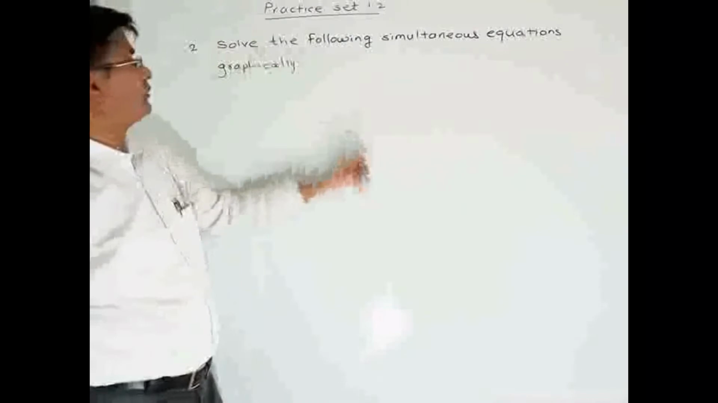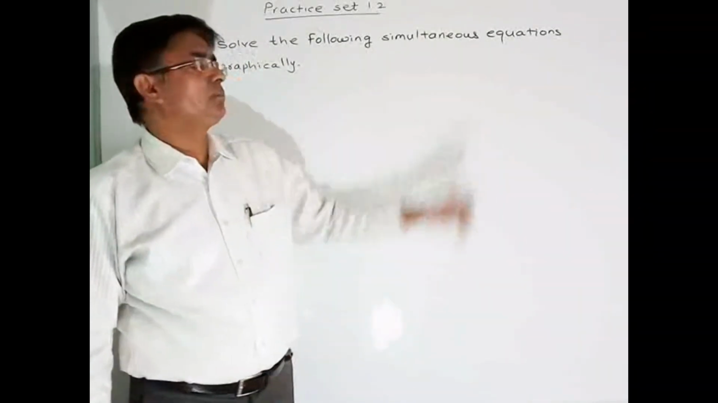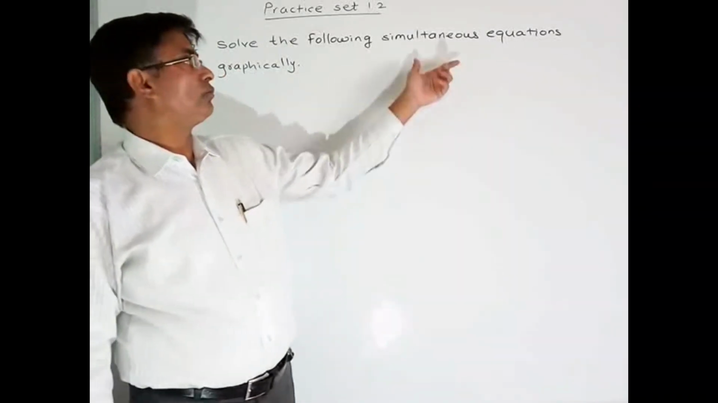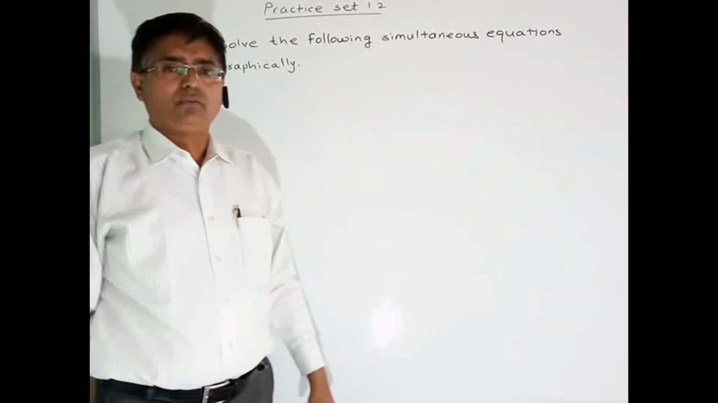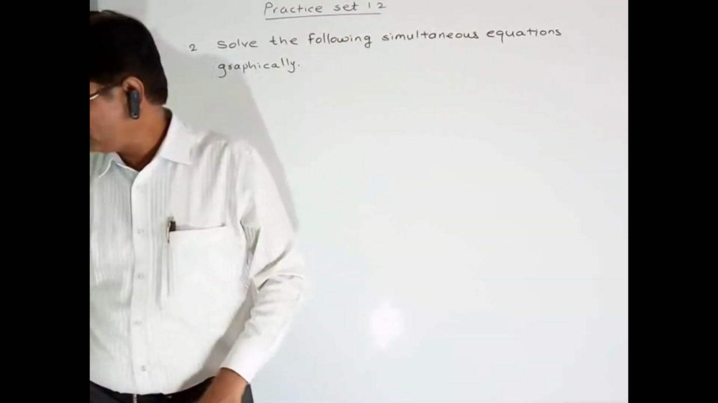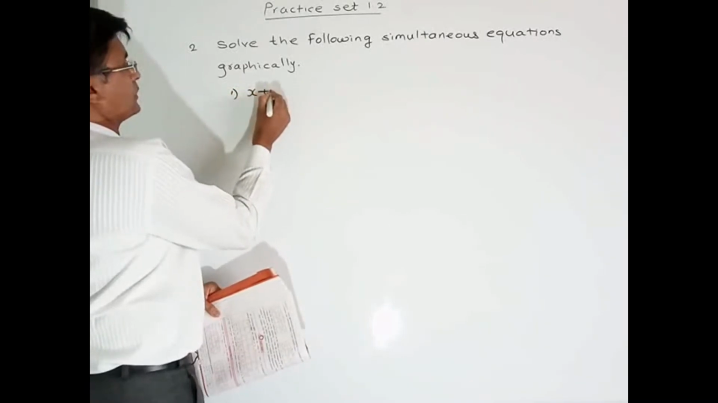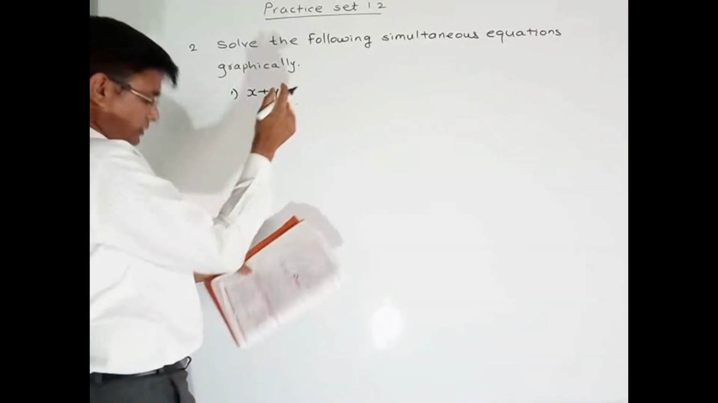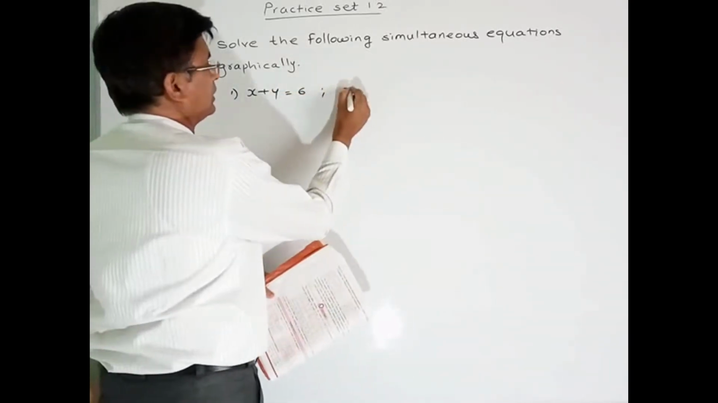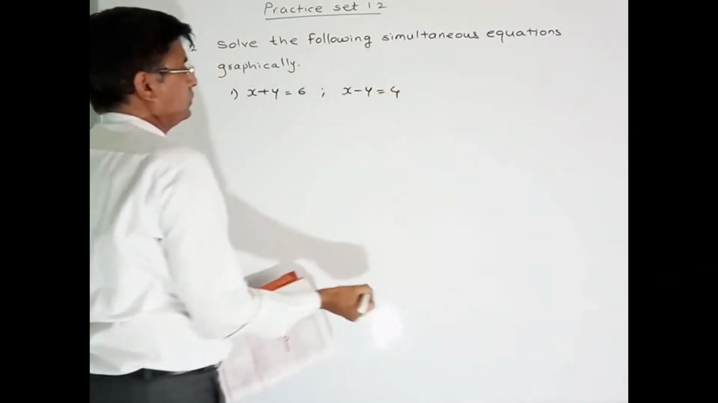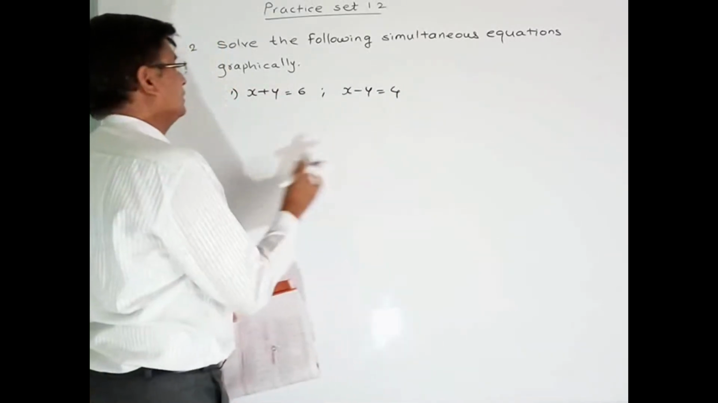Question number 2 is solve the following simultaneous equations graphically. Simultaneous equation means two equations, and you will have to find the solution of two equations using the graph. So I will take first sum, x plus y is equal to 6, and second is x minus y is equal to 4. So I will take first equation.